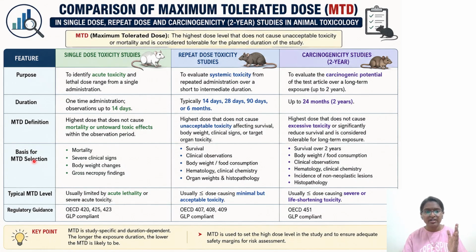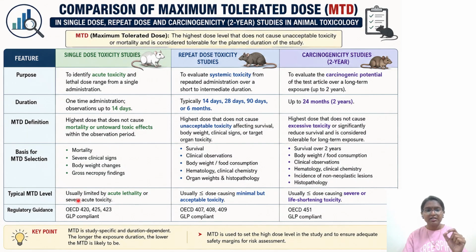So you can pause here and see what are the major bases for MTD selection: mortality, clinical signs, body weight, gross necropsy finding. We're not doing histopathology here. Survival, clinical observations, body weight, food consumption, hematology, clinical chemistry, organ weights, and histopathology. Here you are performing histopathology as well as organ weights. Gross pathology in the case here. Same, survival for 2 years, body weight, food consumption, clinical observation, hematology, clinical chemistry, incidence of non-neoplastic lesions, very, very important to identify the cancer, and histopathology.